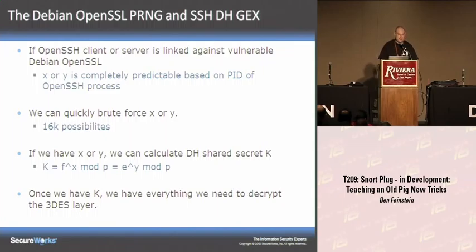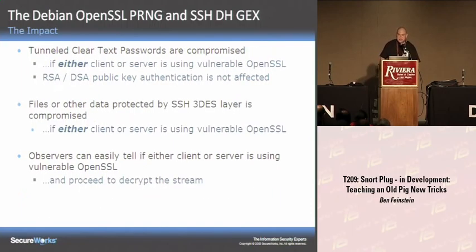I can do your triple DES decryption. I can look inside that supposedly secure SSH session. So some interesting implications here. Tunneled clear text passwords. Remember how people say tunneled clear text passwords are bad? Well, this shows why they're bad. If I can break the triple DES encryption, I've got your username and password in the clear. If you're using RSA or DSA public key auth, I can't do that, right? Even if I crack the Diffie-Hellman key exchange, I still can't break your authentication when you're using the public key stuff. But yeah, I can harvest clear text passwords all day long if you're using this bad Debian OpenSSL.